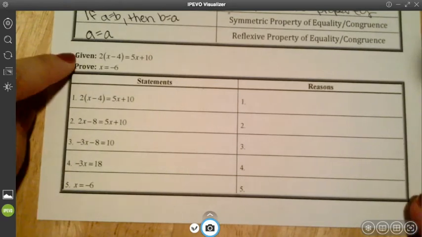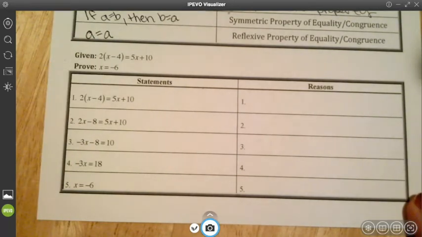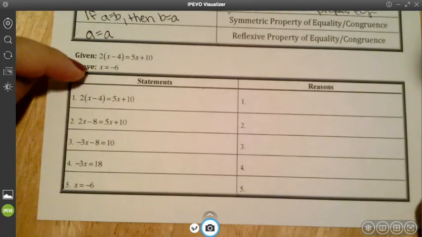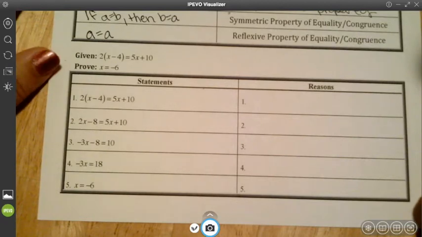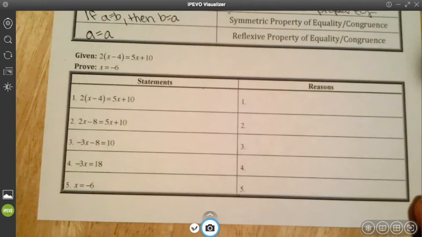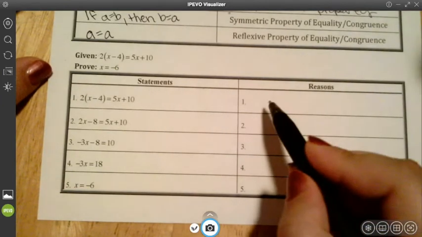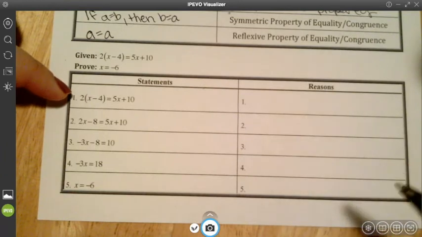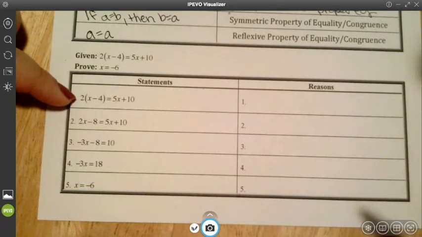So if we are given that 2 times the quantity of x minus 4 equals 5x plus 10, we want to use only these properties in order to prove that x equals negative 6. So the steps for solving that problem, which you should be able to do, are written down in the statement column. The thing that makes this a proof is that now we're going to write a reason for each step. So the reason should answer, how do I know that this is true?